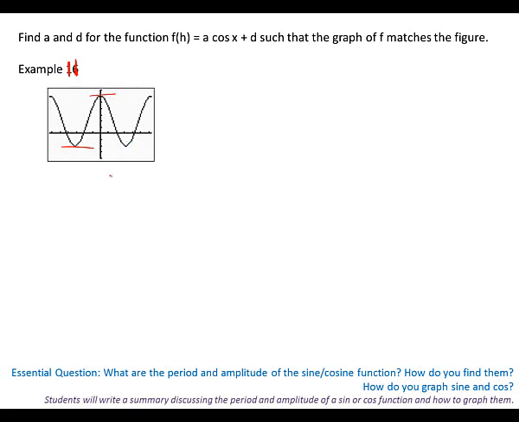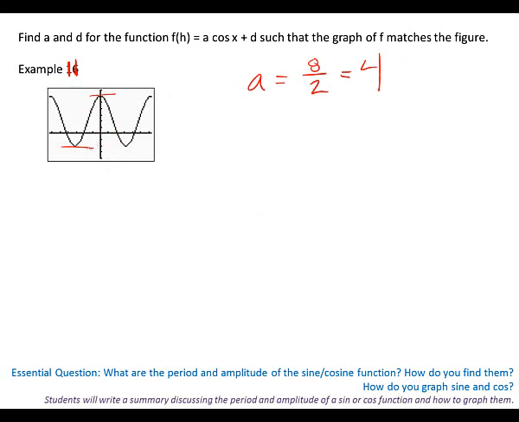How many do we have? 8. So basically what we want to do is divide that number by 2 to get our amplitude. So we had 8 to start with. When I divide that by 2, what's the amplitude? 4. Okay. So I know that my amplitude is 4.